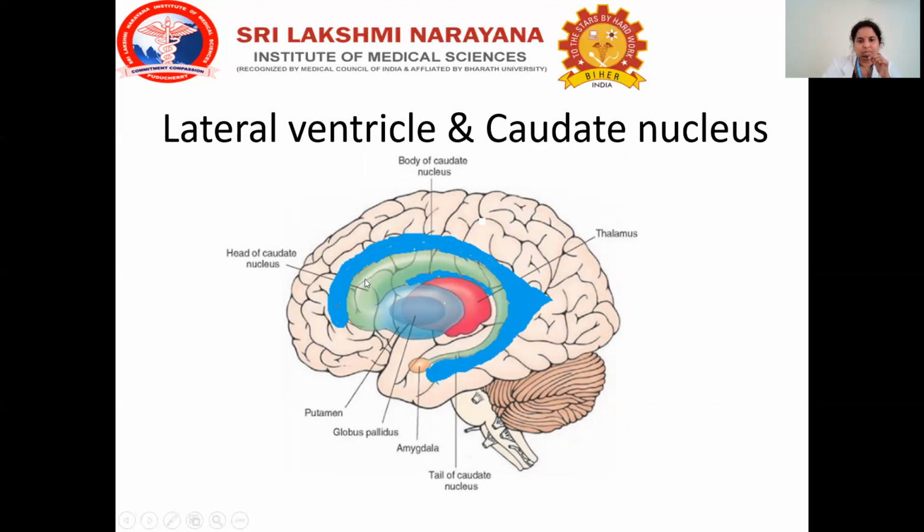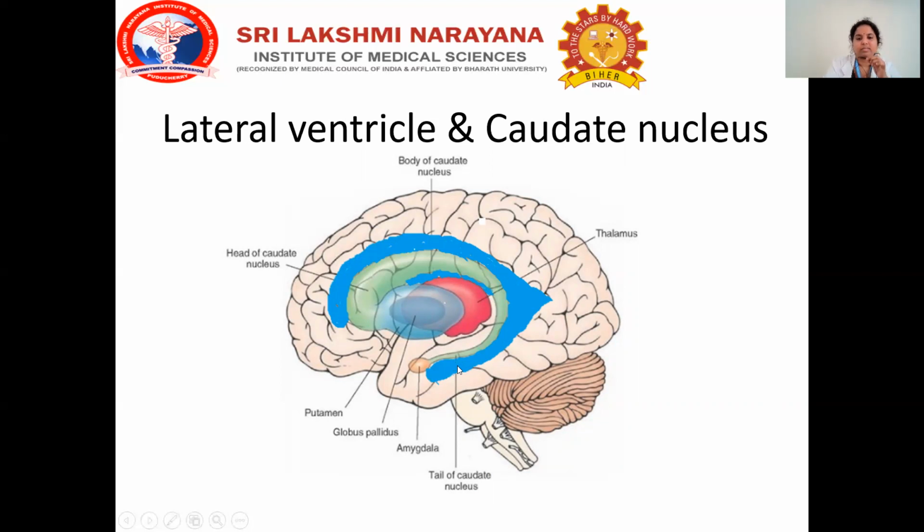The head of the caudate nucleus forms floor for the anterior horn of the lateral ventricle, and the body of the caudate nucleus forms the floor of the body of the lateral ventricle, and the tail of the caudate nucleus forms the roof of the inferior horn of the lateral ventricle.